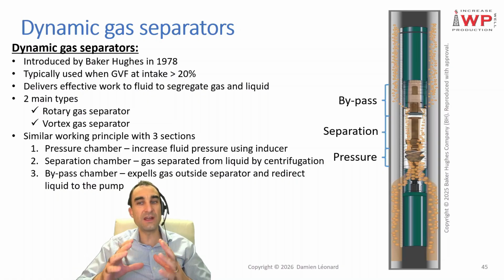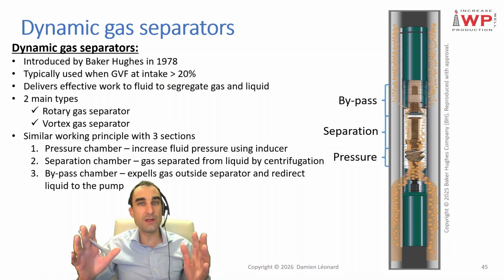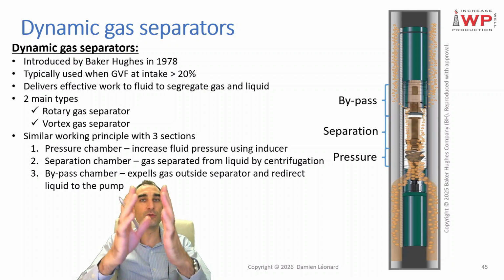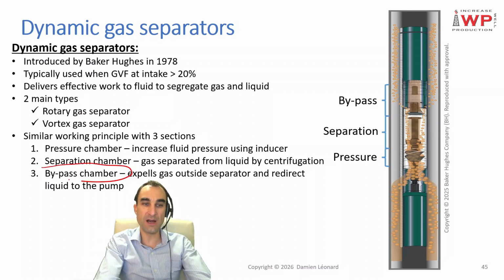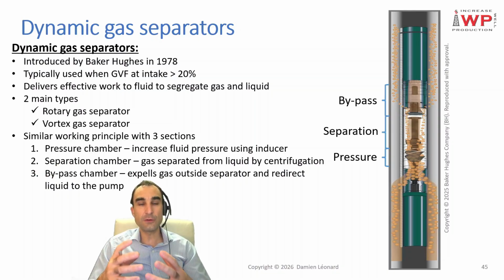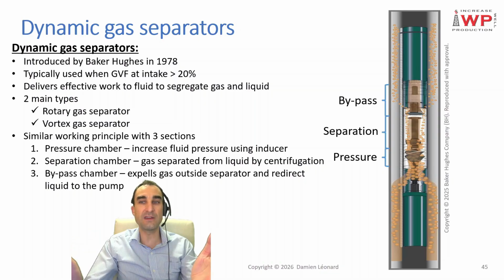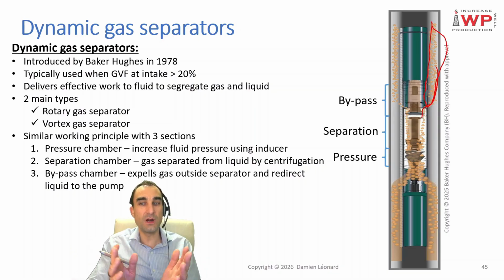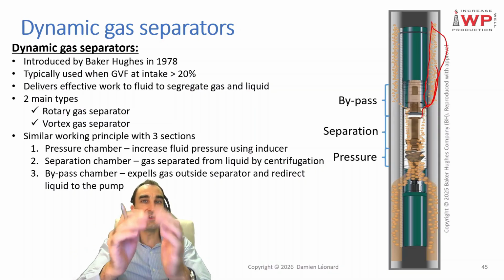After having separated your liquid from your gas this way, due to the push provided by the pressure chamber, all this fluid moves up to the next section, which is called the bypass chamber, located over there. The target of this bypass chamber is to expel the gas outside of the gas separator. As we can see over there, your gas is being expelled outside of your gas separator while the liquid is redirected and sent through the pump.